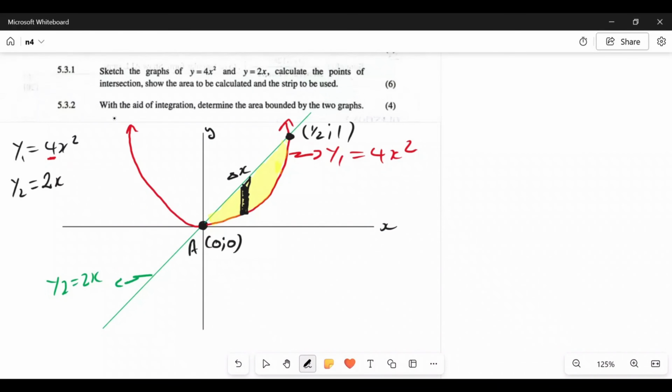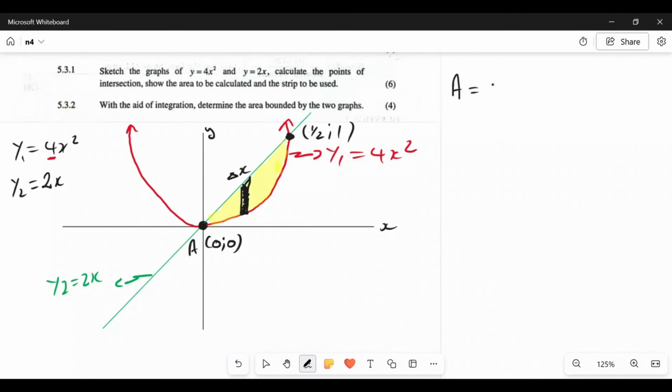The question goes like this. With the aid of integration, determine the area bounded by the two graphs. So they want us to calculate the area that we highlighted in yellow there, which is created by these two graphs. In order for you to calculate this area, you need to know the upper limit and the lower limit. So the formula is like this.